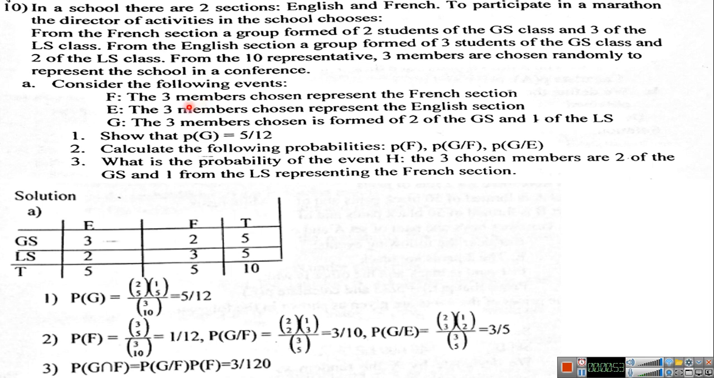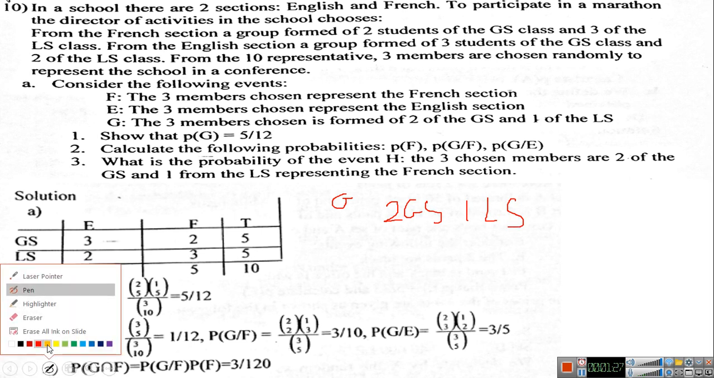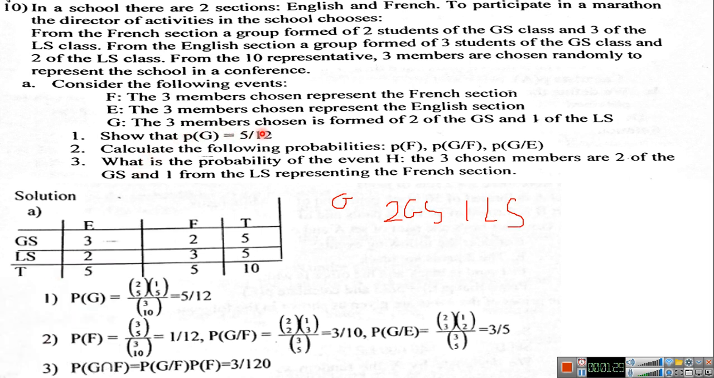Consider the following events. F, the three chosen members represent the French; E, the English; G, the three members chosen is formed of two of GS and one from LS. So what is G? G is: I want to pick two GS and one LS. Okay. Show that P of G is 5 over 12.